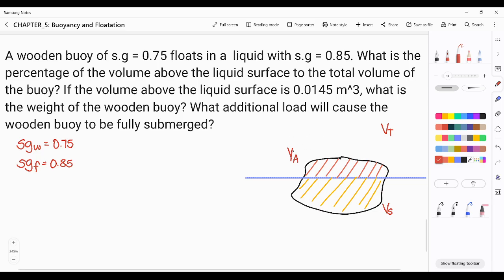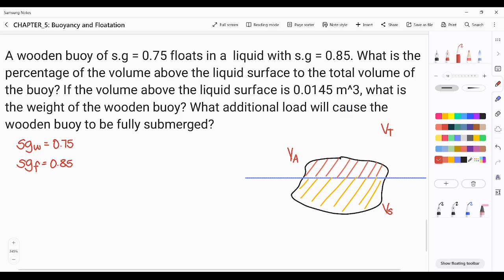So, again, yung VA represents yung volume above the liquid. And yung baba is yung volume na nakasubmerge, kaya VS, submerged. And then the total volume. So, let's try and solve this problem. From here, we know that there will be forces acting on this wooden buoy. Walang sinabing shape. So, kahit anong shape na drawing nyo.